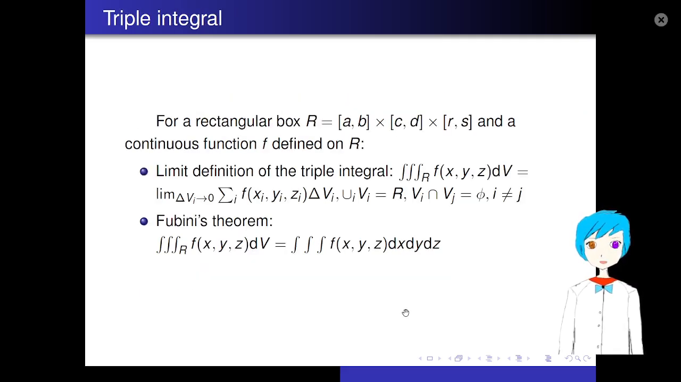Next, we introduce the definition of triple integrals. Triple integrals are defined for functions of three variables. It is defined using the limit definition.